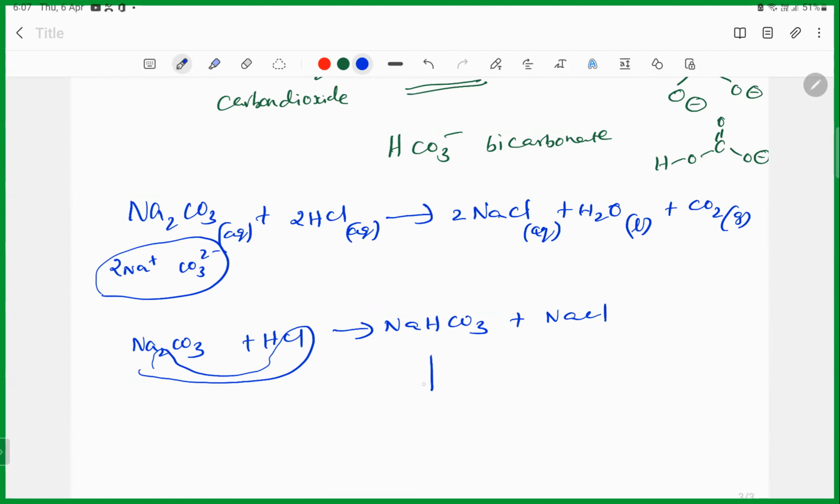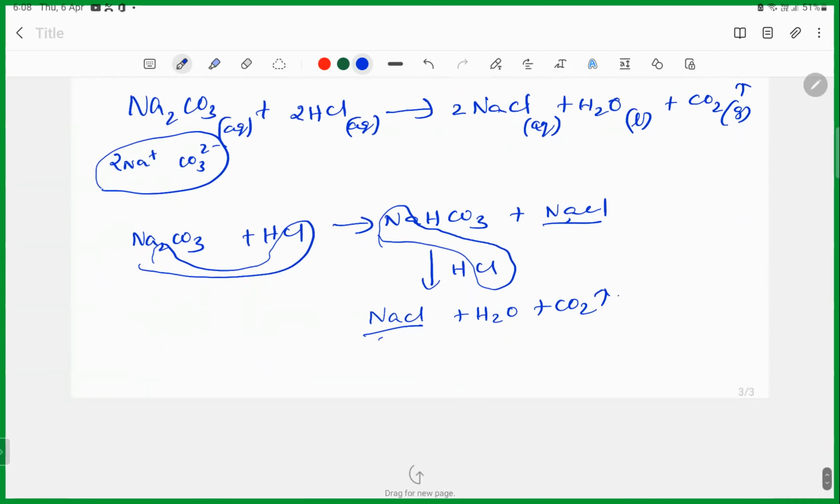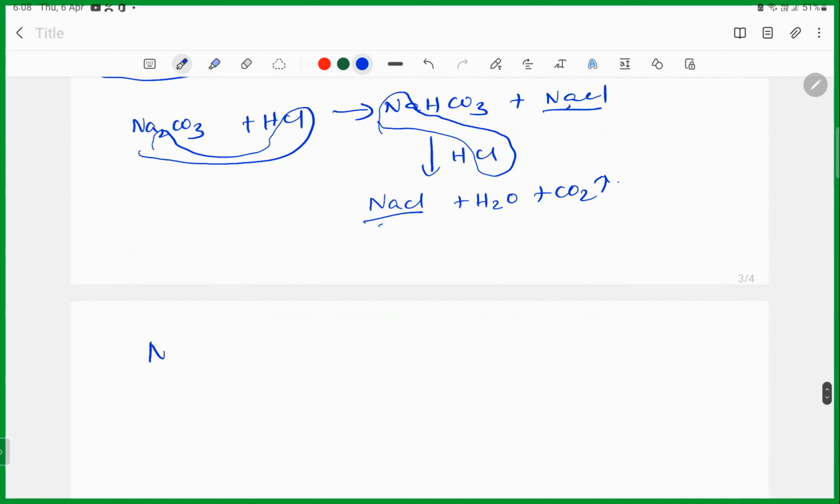First one. When the second molecule reacts with HCl, this Na will go, so it will give NaCl plus water plus carbon dioxide evolution. See, here one NaCl comes, here one NaCl comes, so 2 NaCl, then you have water and then carbon dioxide gas. Okay, otherwise sodium bicarbonate when it reacts with HCl gives NaCl plus water plus carbon dioxide.